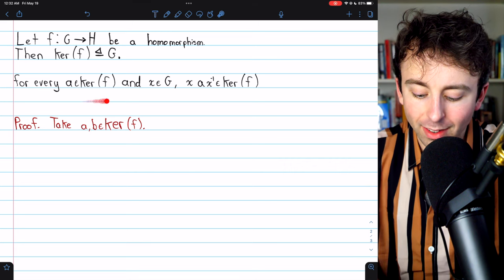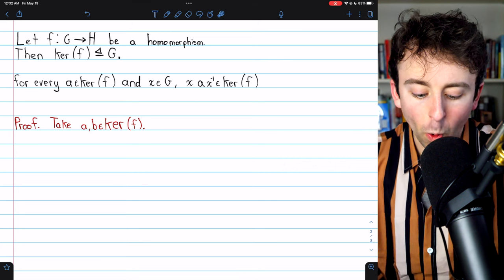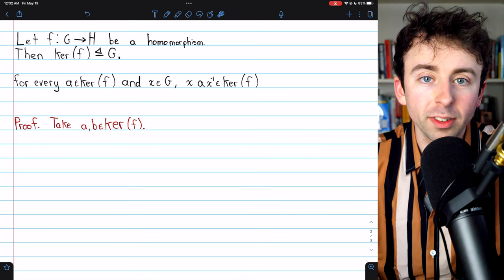This is what it means. This is what we're going to have to prove for the kernel of F to be a normal subgroup of G.